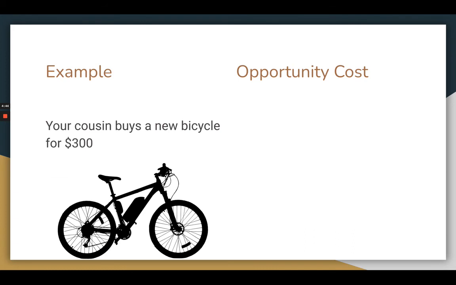And here's our last example. Your cousin buys a new bicycle for $300. Pause the video and consider what an opportunity cost of this decision might be. Did you come up with $300?